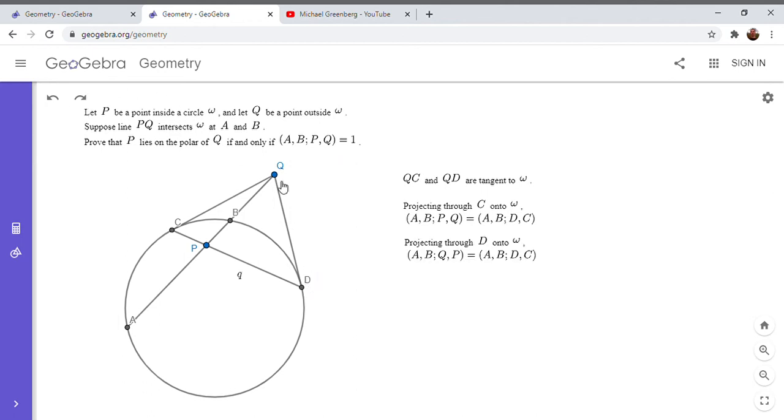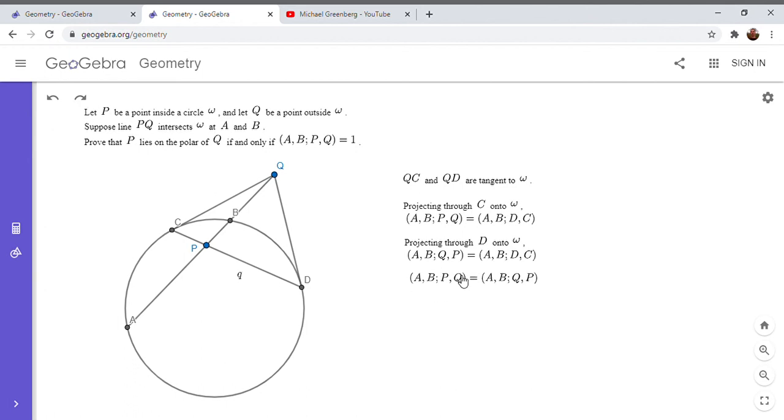Okay, so if we start with the cross ratio ABQP, and we project through point D, where QD is also tangent to the circle, A and B stay where they are. Point Q, if we project it through point D onto the circle, well, since QD is tangent to it, that stays at point D. Okay, so Q goes to point D. And then if we project D through P onto the circle, we get point C. So P goes to point C. Okay, so the cross ratio ABPQ is equal to the cross ratio ABDC, and the cross ratio ABQP is equal to that same cross ratio. So they have to be equal to each other then.